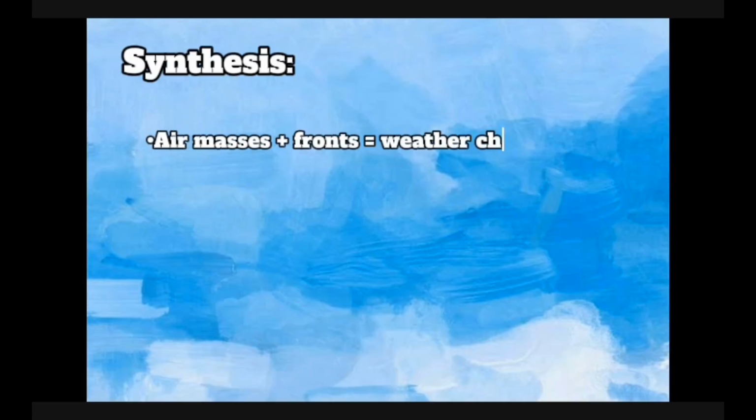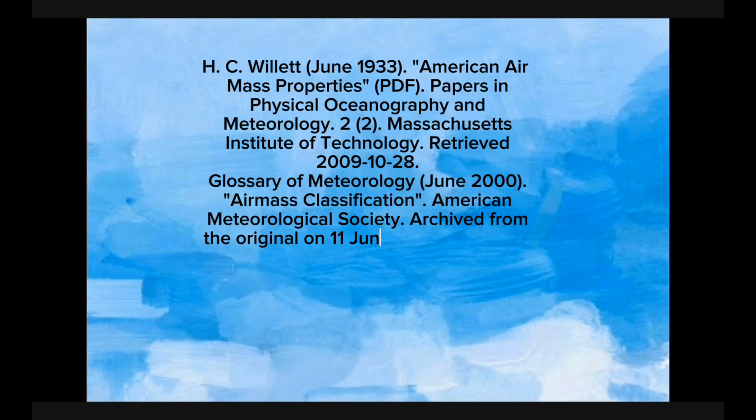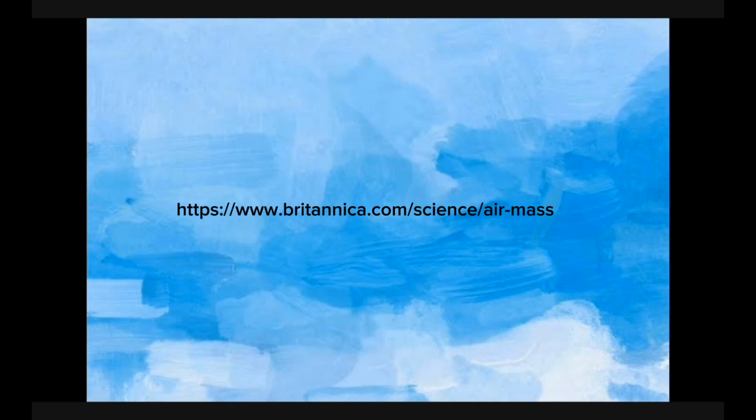To synthesize our discussion, air masses plus fronts equals weather changes. Fronts lead to clouds, rain, and storms. And typhoons and cyclones form from warm moist air plus low pressure.